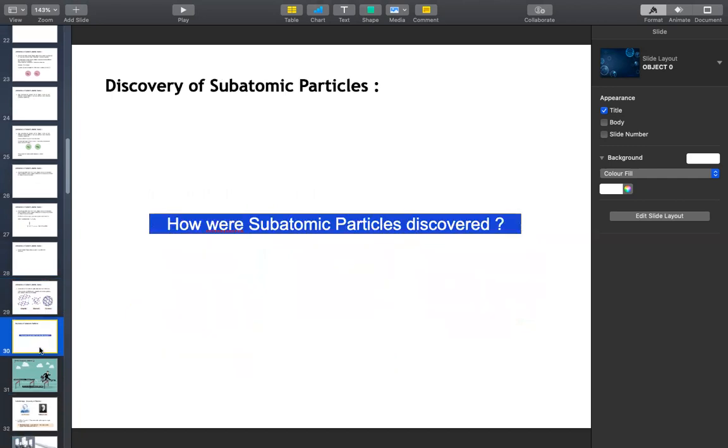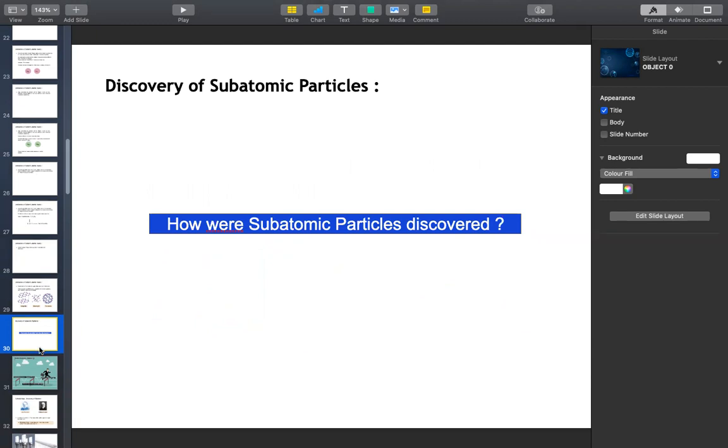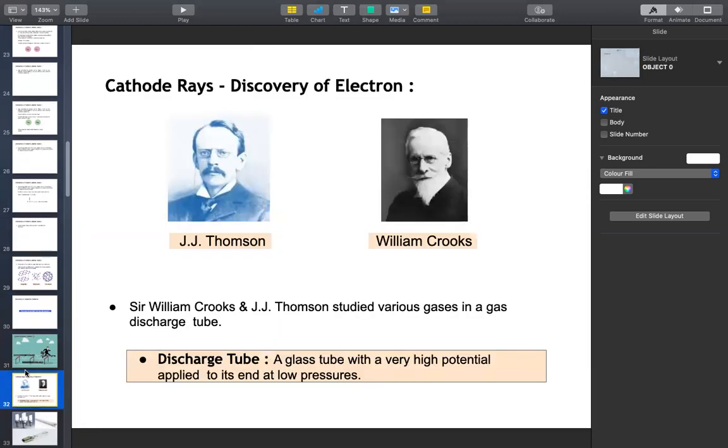Okay, now the question arises how these subatomic particles were discovered. Who discovered, and which was the first subatomic particle discovered? Tell me fast. Electron was the first subatomic particle and J.J. Thomson discovered that. Now I want to tell you there were two scientists who had a very important role to play. What is the role of William Crookes in this discovery of the electron? Any idea? No one talks about him. Everyone says J.J. Thomson, J.J. Thomson.